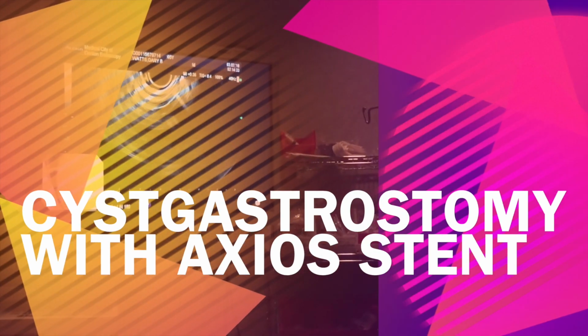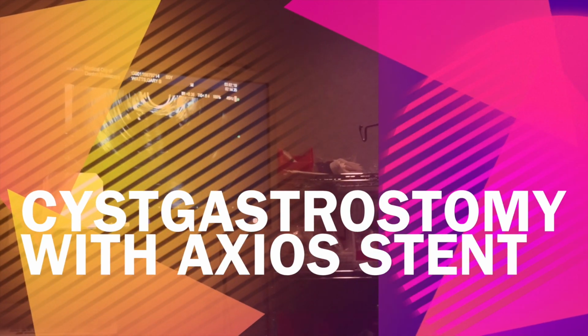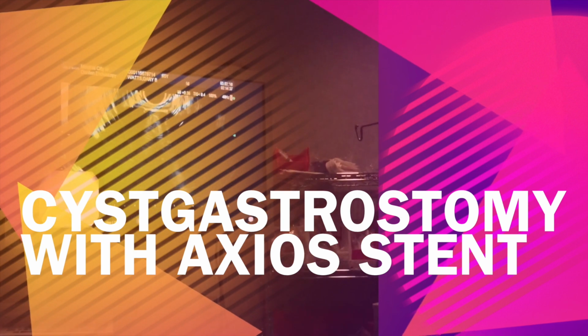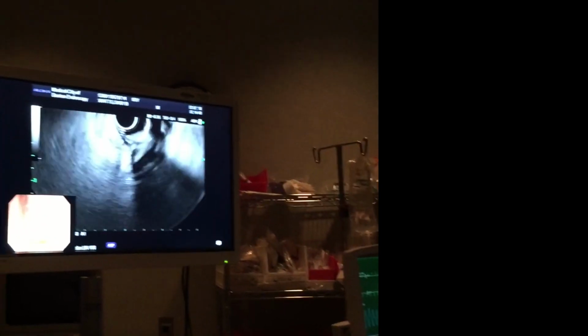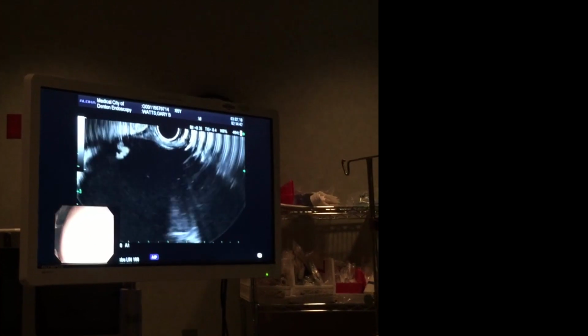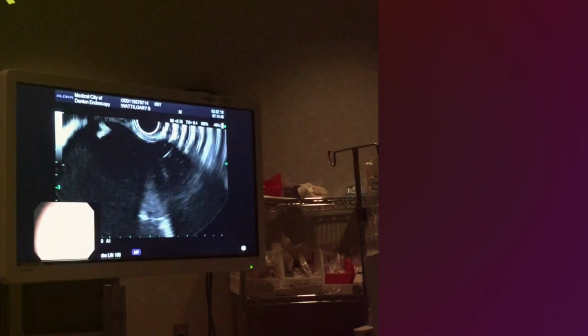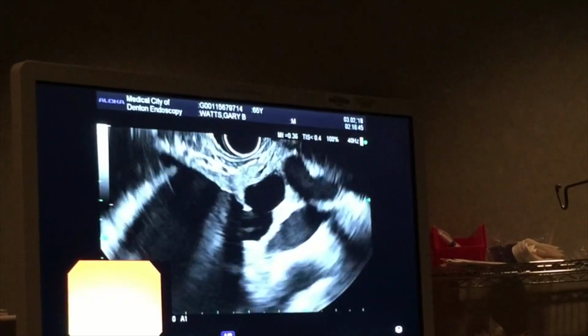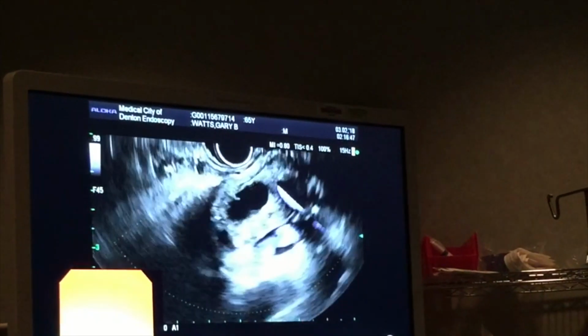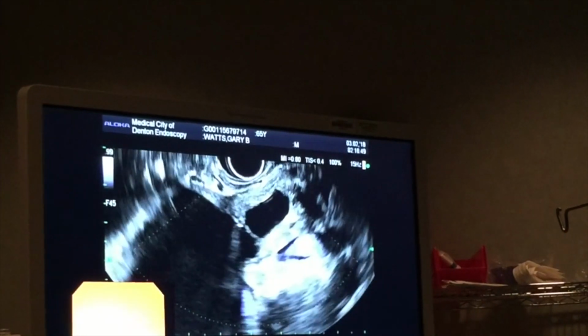This is a middle-aged gentleman who has a history of recurrent pancreatitis in the remote past. Over the last week or so, he developed severe abdominal distension, which was quite painful, and a CT scan showed a very large pseudocyst.